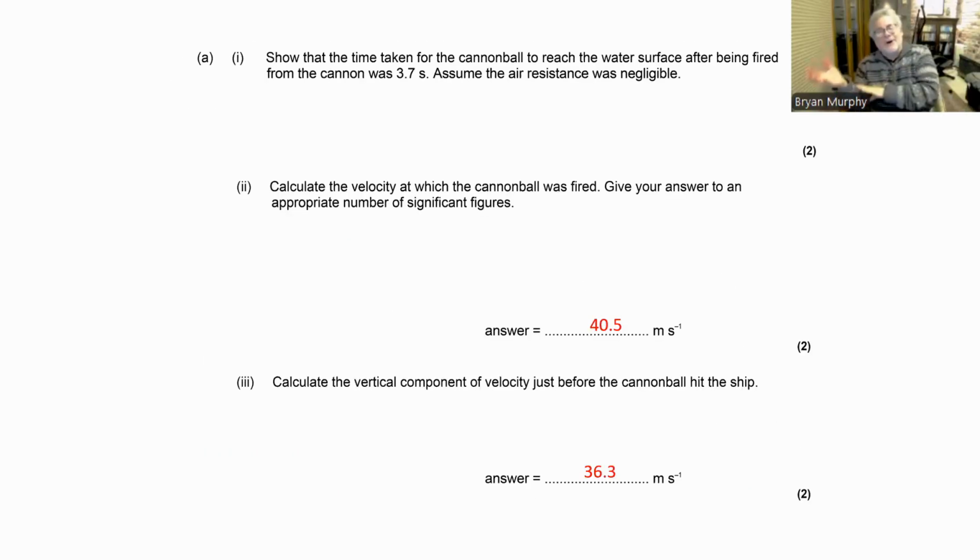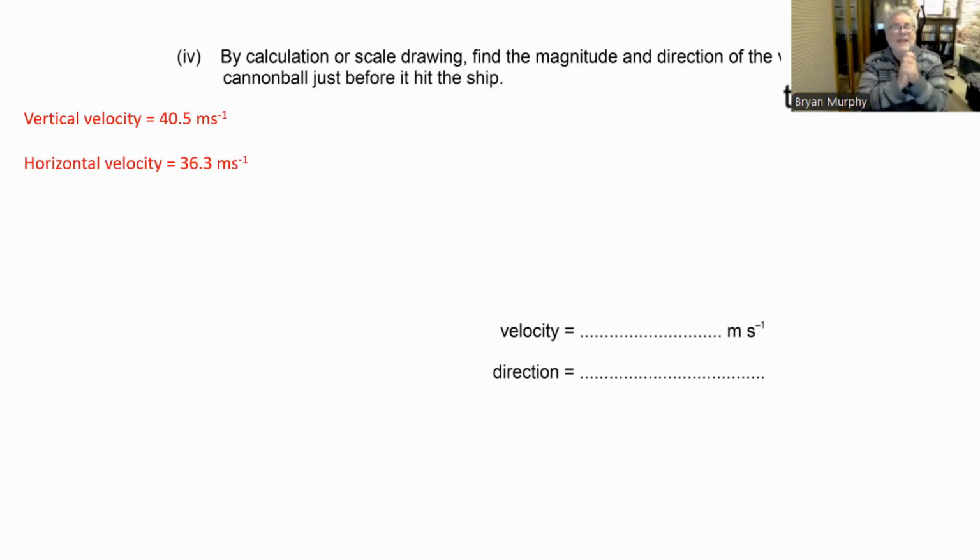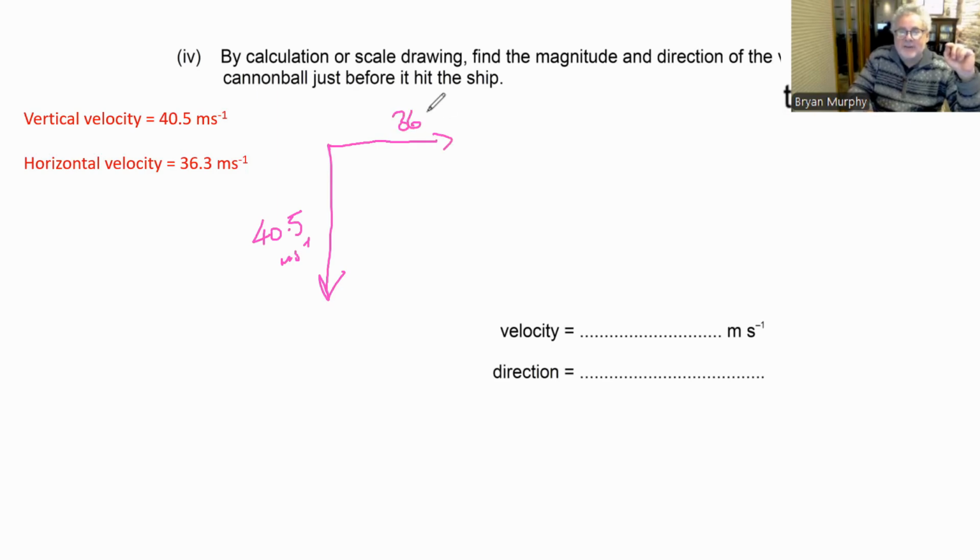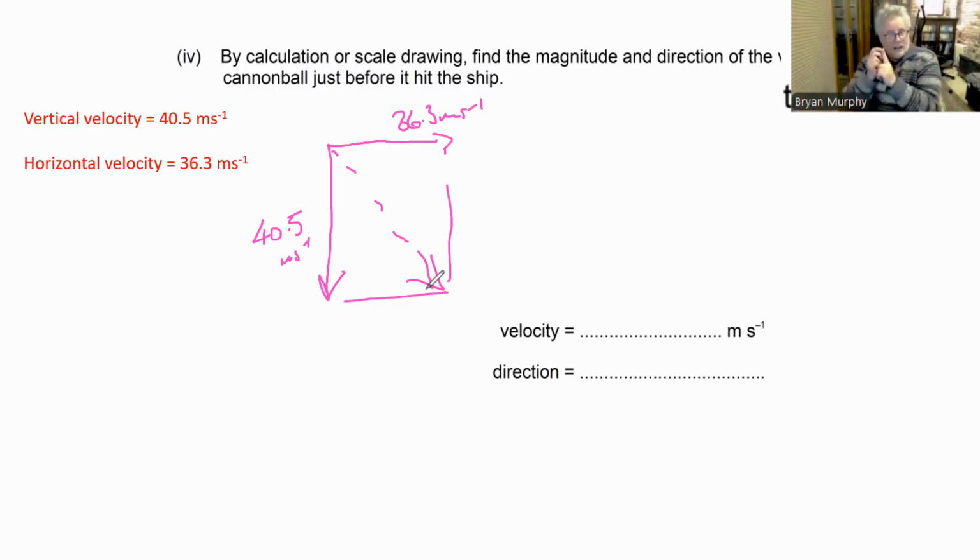And then you work out the horizontal velocity and the vertical velocity. Now we've got our two velocities. Now we can find the magnitude and direction of the velocity just before it hit the ship. Our vertical velocity is 40.5 meters per second. Our horizontal velocity has stayed at 36.3 meters per second. So the actual velocity we calculate by Pythagoras' theorem, because horizontal and vertical are at 90 degrees.